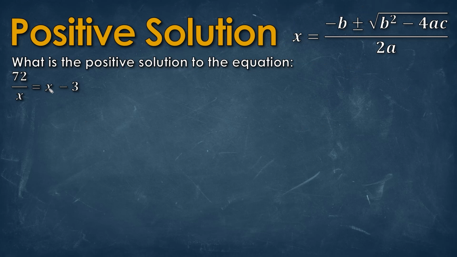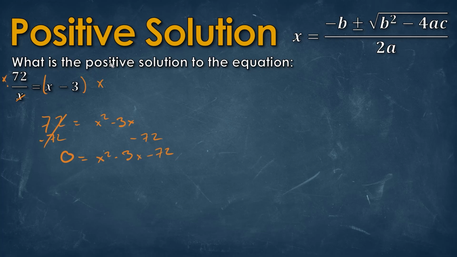To solve for this equation, we have to have x all on one side. So to do that, we're going to multiply by x on both the left and right side of this equation. What that will do is cancel out x on that side. So we'll be left with 72 is equal to x squared minus 3x. We'll move 72 over to the other side by subtracting it on both sides. That will cancel out. Then we're going to have 0 is equal to x squared minus 3x minus 72.